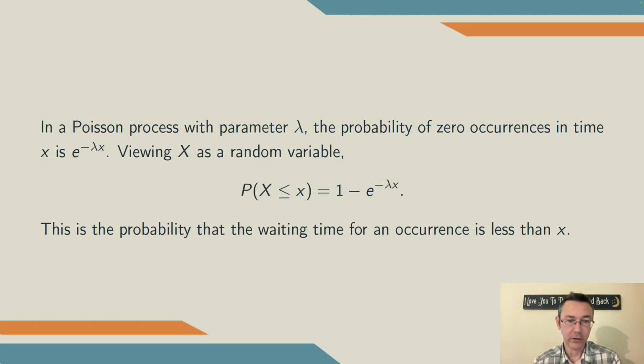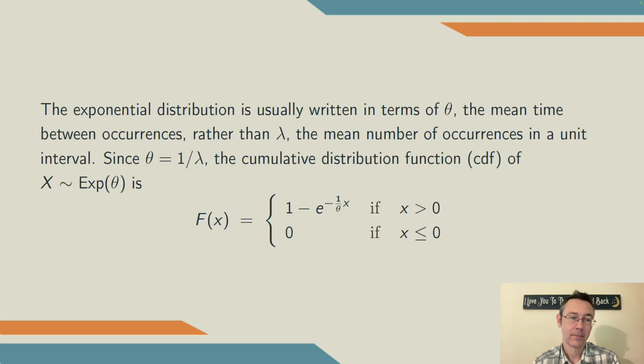In a Poisson process with parameter lambda, so average number of occurrences in a unit interval, the probability of zero occurrences in time x is e to the negative lambda x. If we view x as the random variable, we can compute the probability that x is less than or equal to any specified value x by taking the complement of the event that there are zero occurrences in that time frame. This gives us the CDF of a random variable with an exponential distribution, 1 minus e to the negative lambda x, and of course x can't be negative.